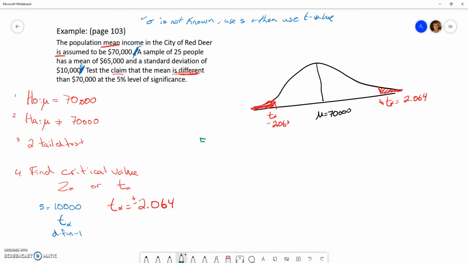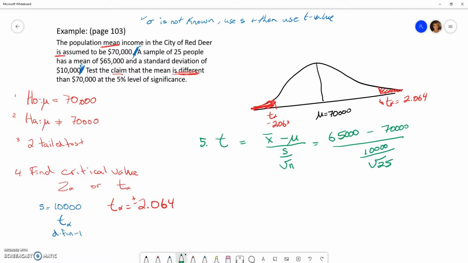So step 5 is to calculate the test statistic, which is based on the sample average minus population mean divided by the sample standard deviation over the square root of n. So now we put in all these values. The sample average is 65,000 minus 70,000. Sample standard deviation is 10,000 divided by the square root of 25. This is going to be a negative value.